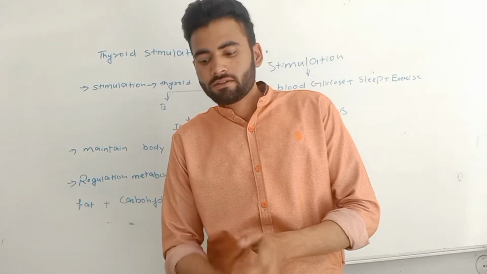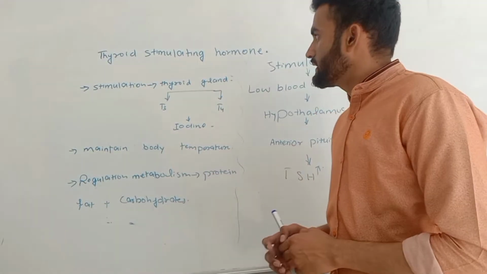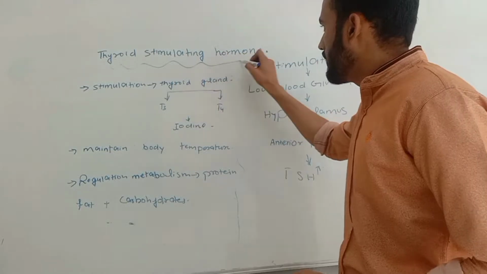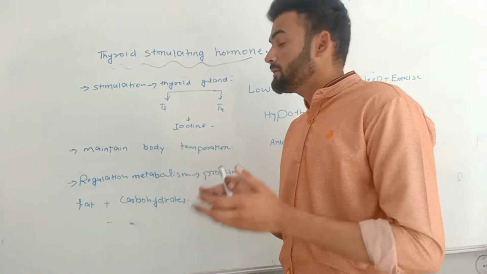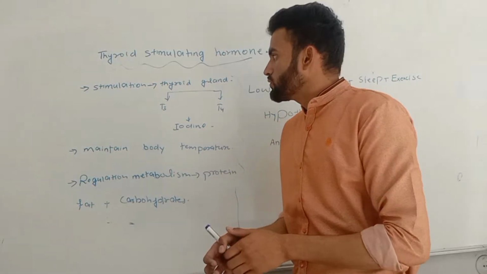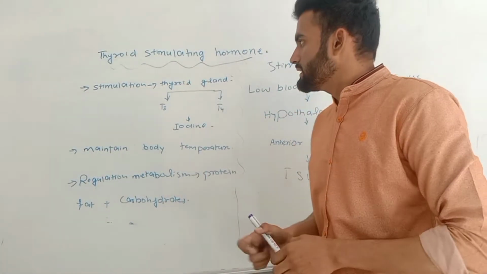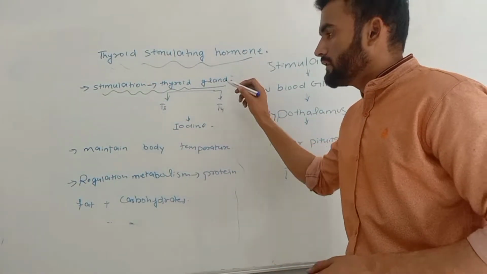And now let's talk about the second hormone that is created by the anterior pituitary, that is the thyroid stimulating hormone. This is the second hormone that is created by the anterior lobe of the pituitary gland. If we look at the function of thyroid stimulating hormone, its first function is stimulation of the thyroid gland. What is their function?